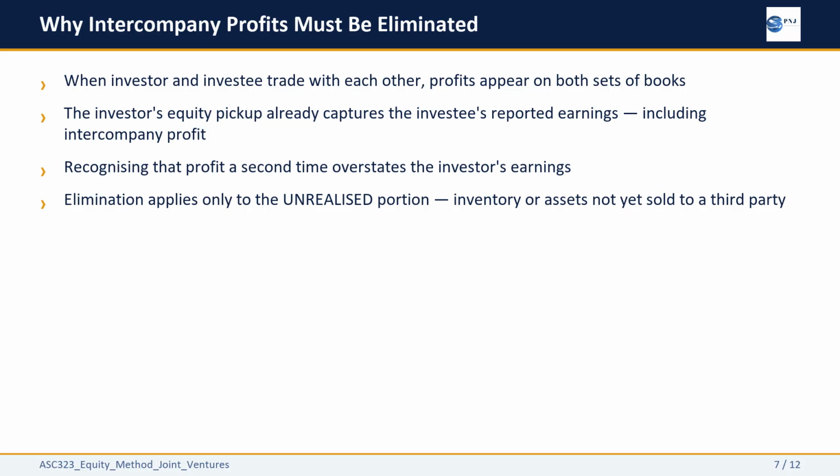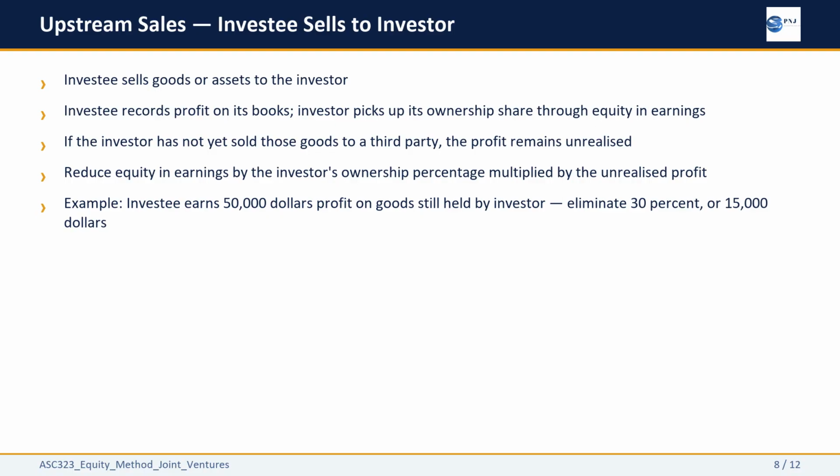Let us look at how this plays out depending on which direction the sale flows. An upstream sale flows from the investee up to the investor. The investee makes the sale, records its profit, and you pick up your share through the equity method. If that inventory is still on your shelves at period end, the profit has not been validated by the market. You reduce your equity and earnings by your ownership percentage of the unrealized amount. At a 30% stake, a $50,000 profit on goods still in your warehouse means you eliminate $15,000. The direction of the sale, investee to investor, is what makes it upstream.